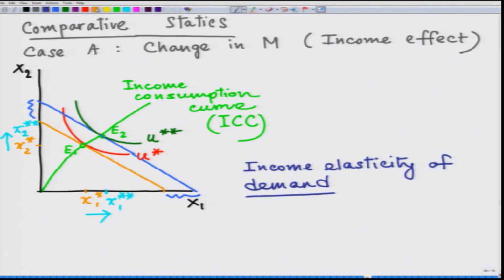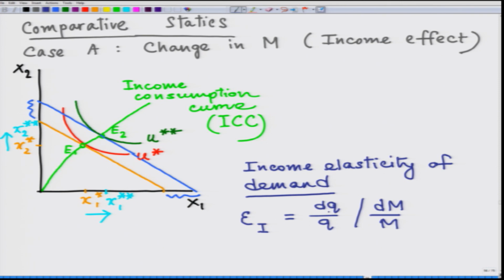Just to remind you, let us focus on the graph that we have seen earlier. So, this income consumption curve or income offer curve line is basically a locus of all the equilibrium points with respect to varying income level, but with constant prices. So, now we can introduce this formula of epsilon I, demand elasticity with respect to income, as the proportional change in quantity demanded divided by proportional change in money income.